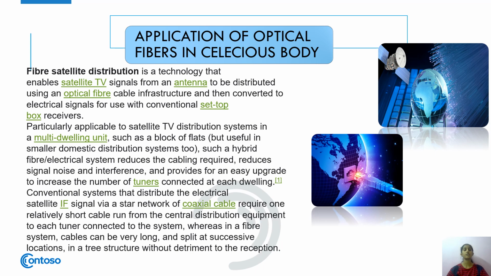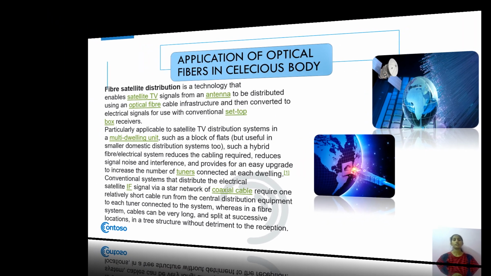Conventional systems that distribute the electrical satellite signal via a star network require one relatively short cable run from the central distribution equipment to each tuner connected to the system. Whereas in a fiber system, cables can be very long and split at successive locations in a tree structure without detriment to the reception.